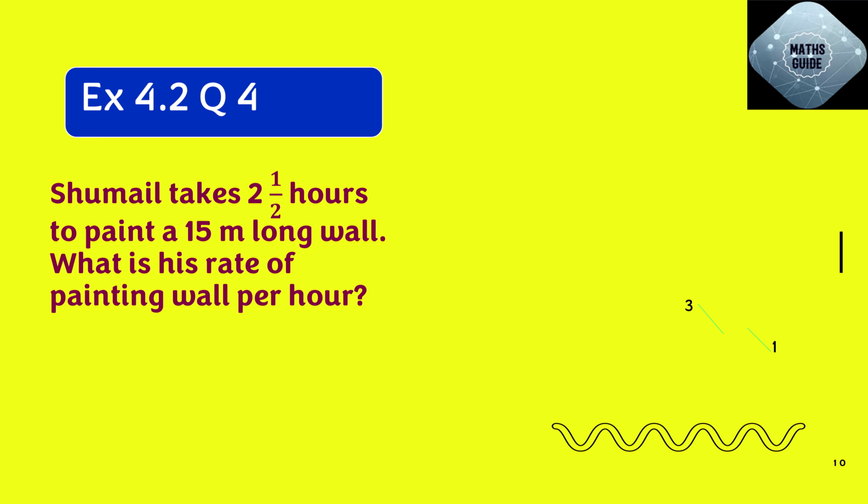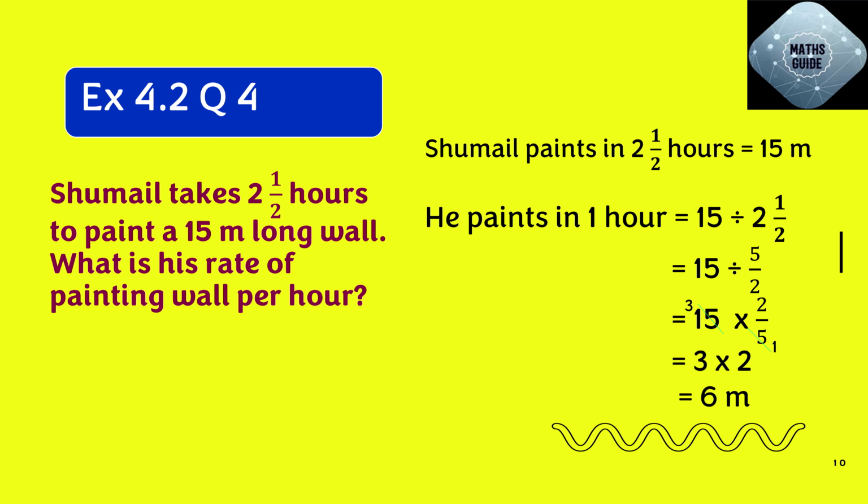This is exercise 4.2 question number 4. Shmail takes 2.5 hours to paint a 15-meter long wall. What is the rate of painting wall per hour? Now we have to find out the unit rate again. Shmail paints in 2.5 hours is equal to 15-meter long wall. He paints in 1 hour.